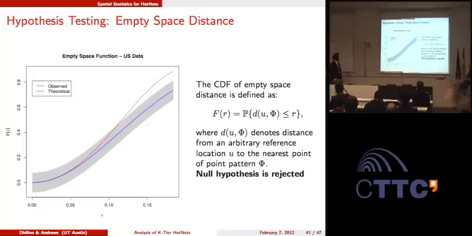So as I said, first we start with the empty space distance. This blue plot is for whatever function we are considering. In this case, it is the CDF of empty space distance. So this blue plot corresponds to the Poisson assumption, and this gray region is basically the confidence level. And now, in this case, clearly your null hypothesis is rejected. It clearly shows that the data was not Poisson. All right. But this doesn't tell much about what kind of data it was.